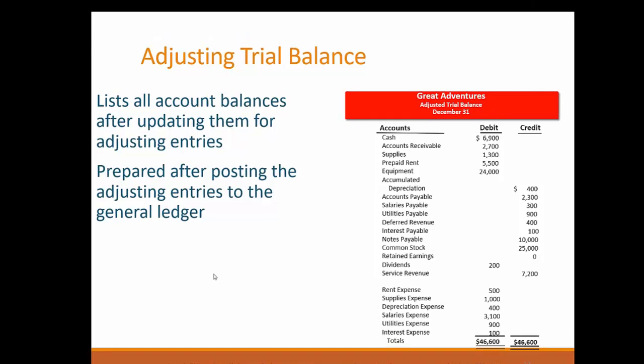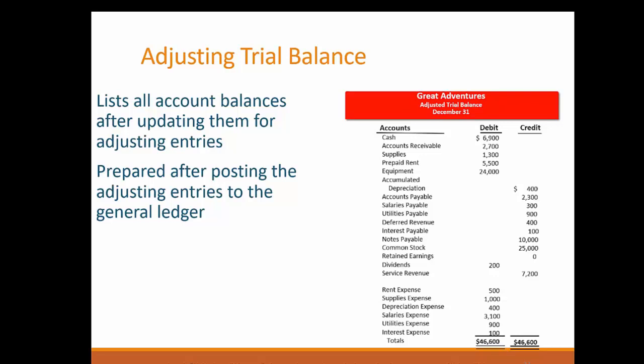So now that we have recorded all of our transactions and we have made our end of period adjustments, those adjusting entries that we just talked about, the next thing that we're going to do is an adjusted trial balance. The next steps that I'm taking you through are actually completing the accounting cycle.